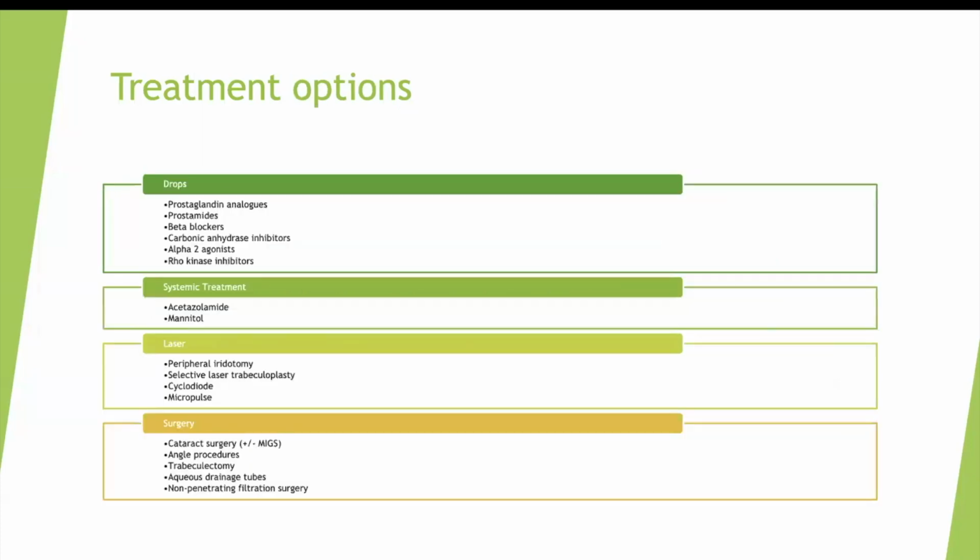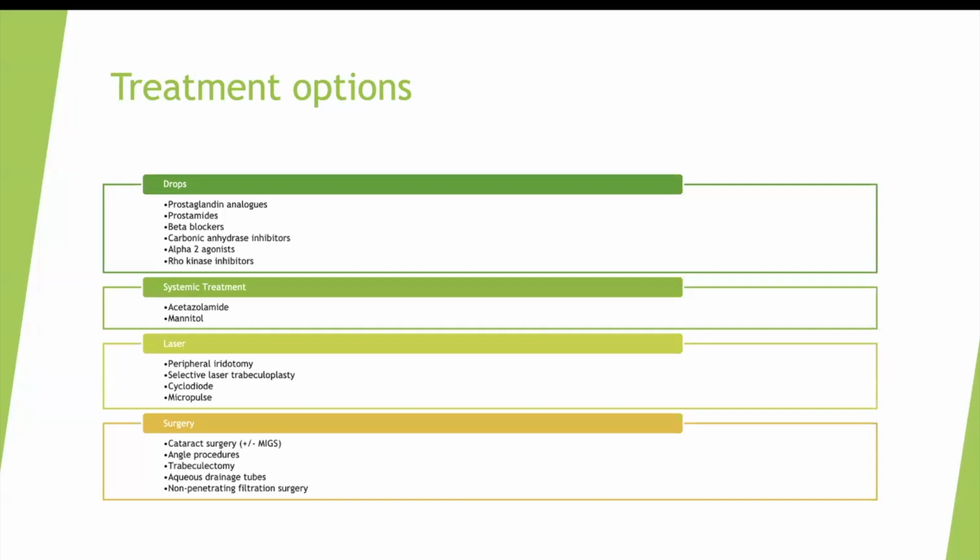So this is just a slide to show how many options you have. Now, this is not even all of them. So within prostaglandin analogs, there are options. Within the prostamides, there are options. Within the beta blockers, they are selective and non-selective. With your carbonic anhydrase inhibitors, options. Alpha 2 agonists, options. Rho kinase inhibitors, options. There are so many options with the drops, and there are lots of different types of combinations. There's the preserved and the non-preserved.